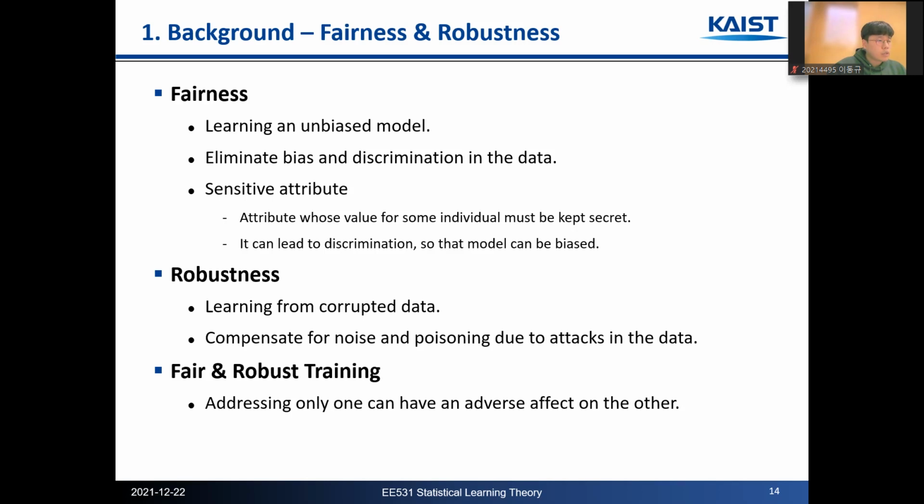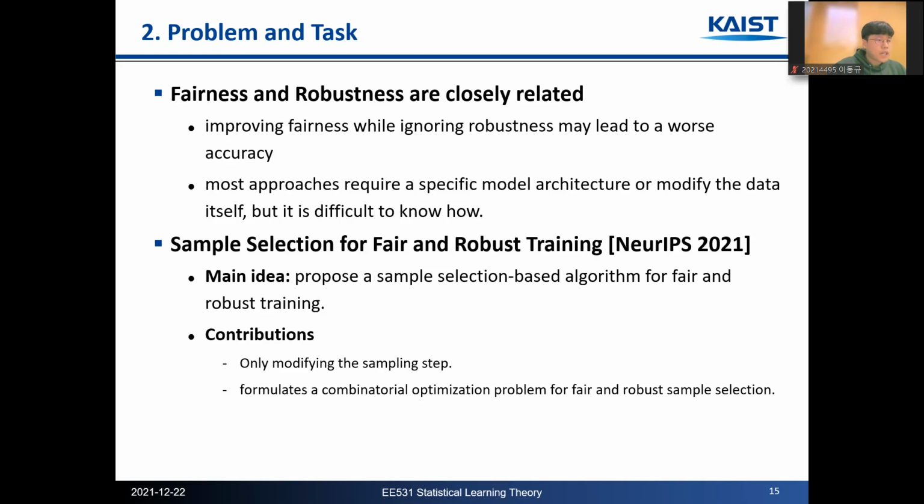Robustness is about learning a model from corrupted data. The purpose of robustness is to compensate for noise in the data. Both fairness and robustness are closely related to each other because addressing only one of them may have an adverse effect on the other. As mentioned, improving fairness while ignoring robustness may lead to worse accuracy. Likewise, focusing on robustness only may have an adverse effect on fairness.